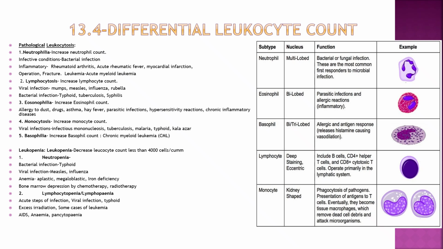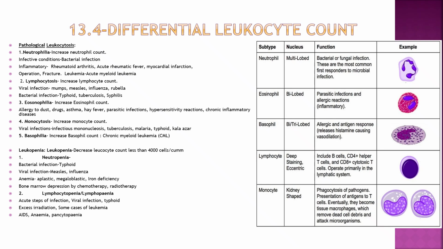Now we can see pathological leukocytosis because of neutrophilia, that is increase in neutrophil count, and it is seen mainly in infective conditions, that is infection due to bacteria, virus or parasites. Then inflammatory conditions like rheumatoid arthritis, acute rheumatic fever, myocardial infarction, or because of operation, fracture, and if the count is raised more than 70 to 80,000 or 1 lakh, it is called as leukemia.